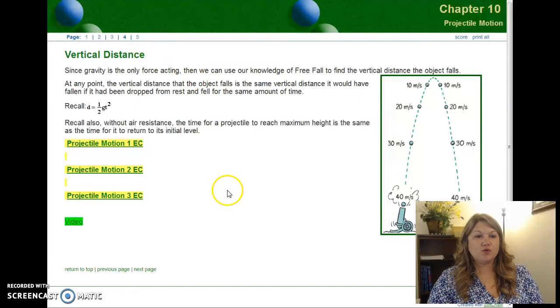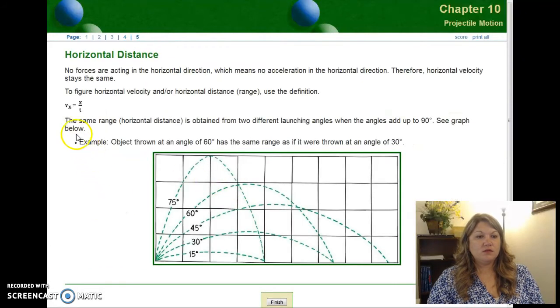Well, let's think about this horizontal distance. There's how we can figure out the horizontal distance. Vx, the subscript x to remind you we're talking about just the horizontal here. Distance over time. That horizontal distance is often called range. Now the cool thing about that is you can have 2 different angles that you throw a projectile up with. And as long as those 2 angles add up to 90, you're going to have the same range.